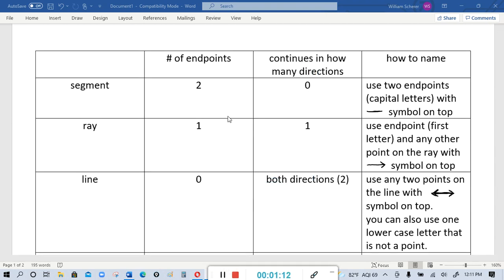So I just made a chart right here to summarize. Okay, we're not going to do the naming of the segments, rays, and lines in this exercise, but the number of endpoints: the segment has two endpoints, the ray has one endpoint, and the line has 0 endpoints. Okay, and this column here is how many directions it continues in. The segment does not continue in any direction. The ray continues forever in one direction, and the line continues forever in both directions.